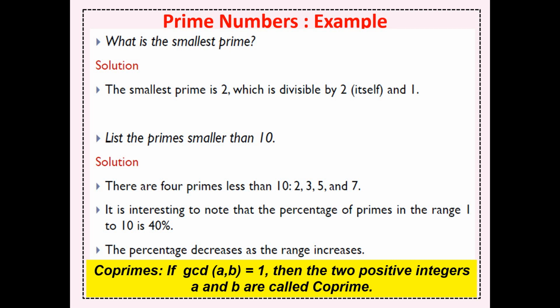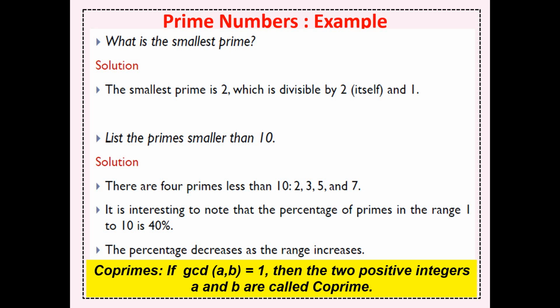Anyway, when we took into consideration the list of primes smaller than 10, we have 2, 3, 5, 7, which are the prime numbers. And it is interesting to note that the percentage of primes in the range of 1 to 10 is around 40%. So let it be.